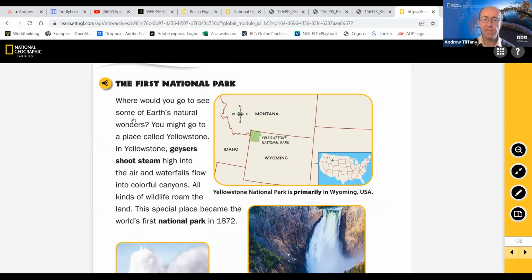Okay, where would you go to see some of Earth's natural wonders? You might go to a place called Yellowstone. In Yellowstone, geysers shoot steam high into the air and waterfalls flow into colorful canyons. All kinds of wildlife roam the land. This special place became the world's first national park in 1872.